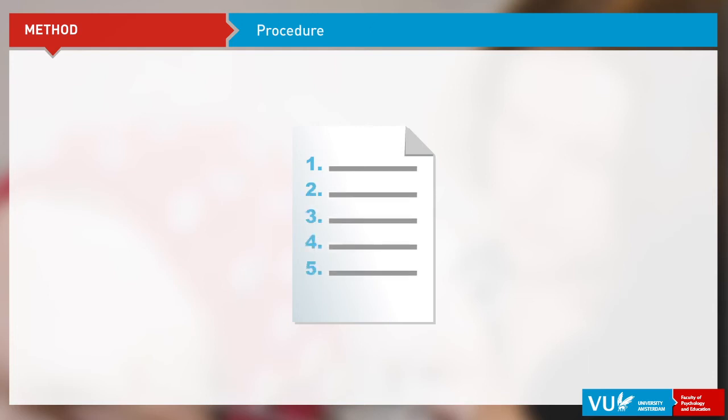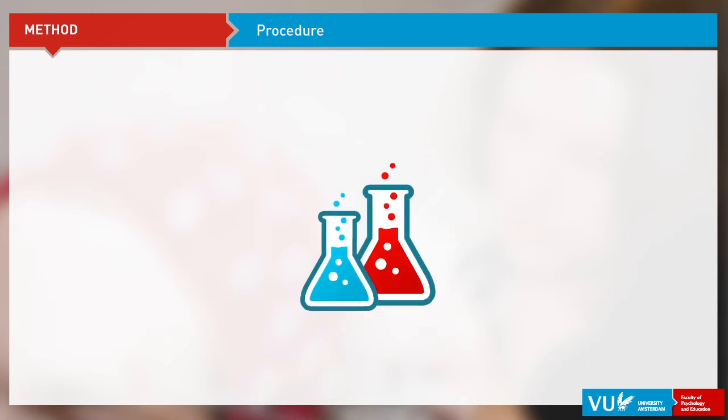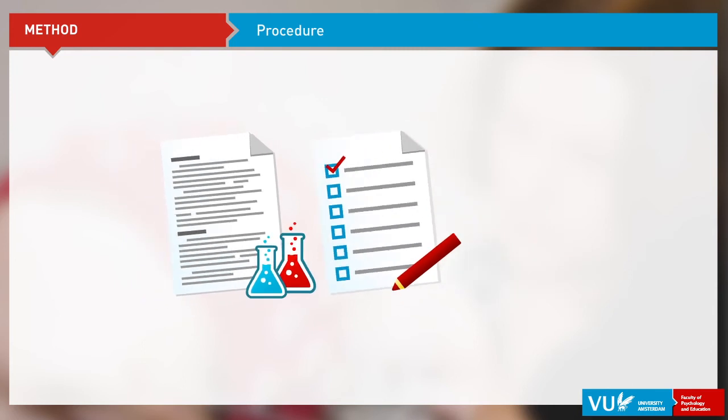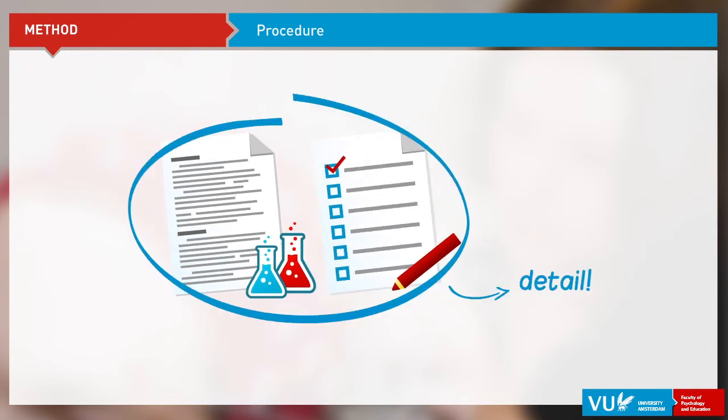Procedure. In this paragraph, you explain step by step how you conducted the research. With experimental research, this description will be more extensive and detailed than survey research. Make sure you use enough detail that someone else can redo the research.